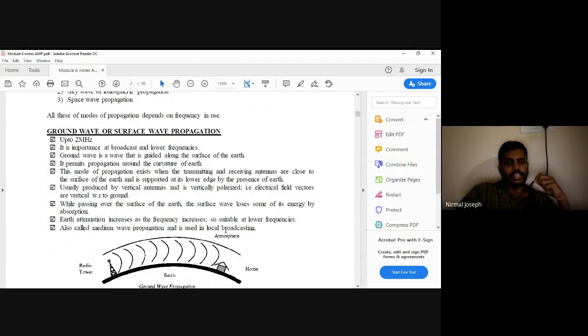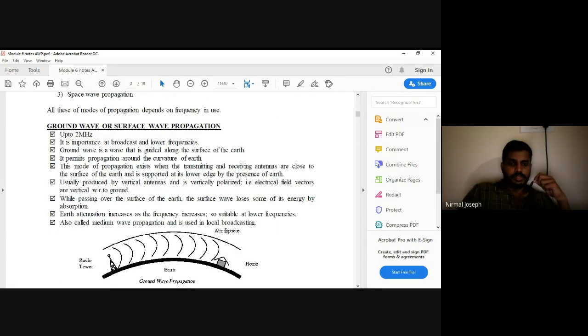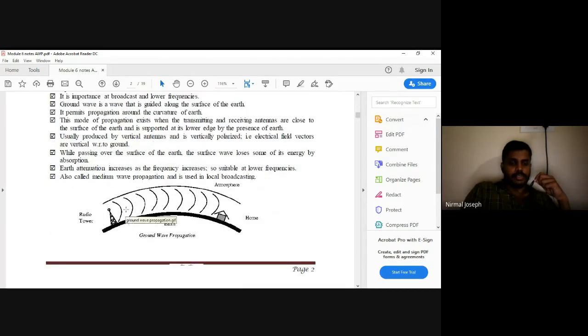Ground wave is a wave that is guided along the surface of Earth, that you can see from this graphical representation. The tower is there and it is transmitting the signal. The signal is guiding through the surface of Earth. So Earth is round, so it will go through the curvature of Earth and it will reach the receiver. A home is shown as the receiver. So the atmosphere is shown here.